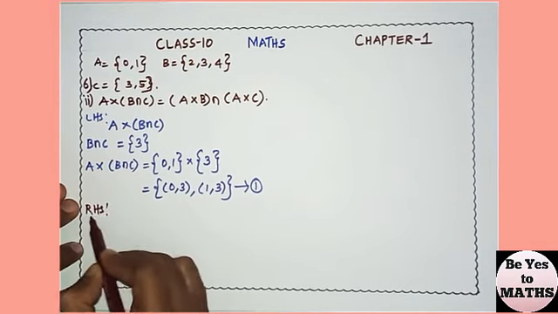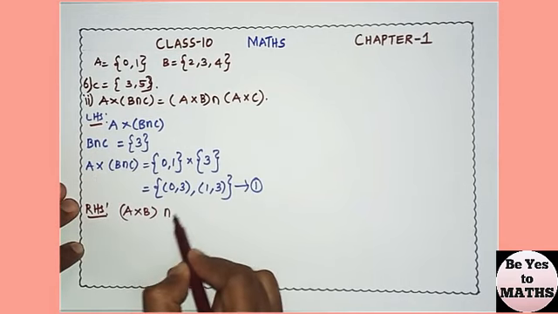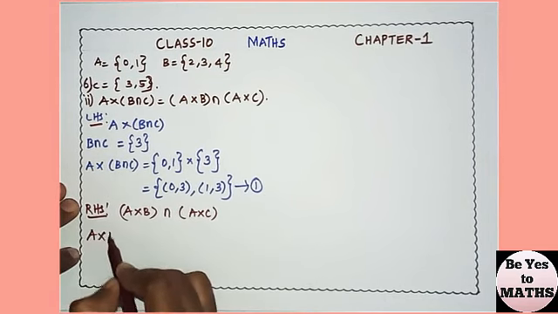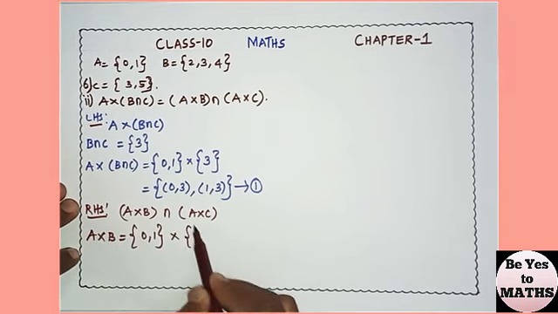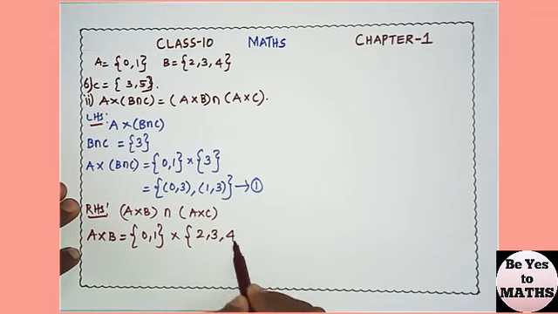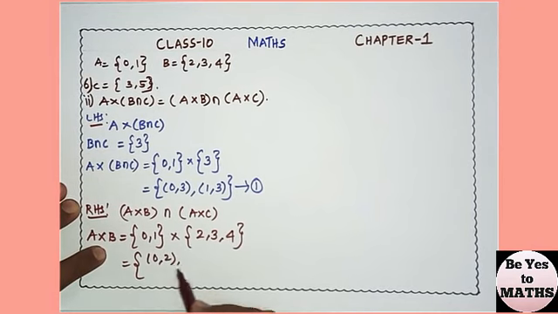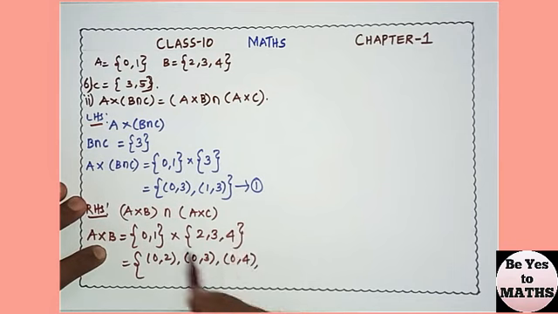Right hand side we have (A cross B) intersection (A cross C). So first we'll find A cross B. A set is {0,1}. B set is {2,3,4}. So (0,2), (0,3) and (0,4). Now take element 1 from the first set and pair with all the elements in the other set. So (1,2), (1,3), (1,4).